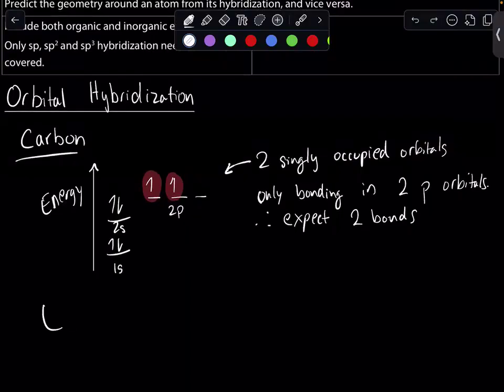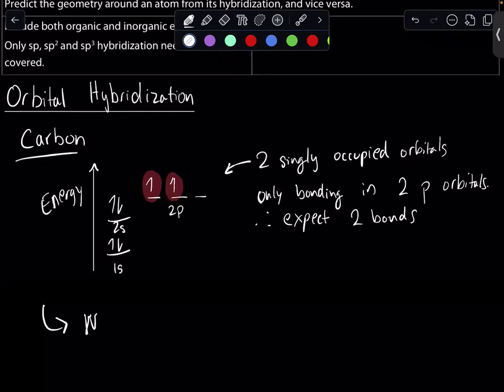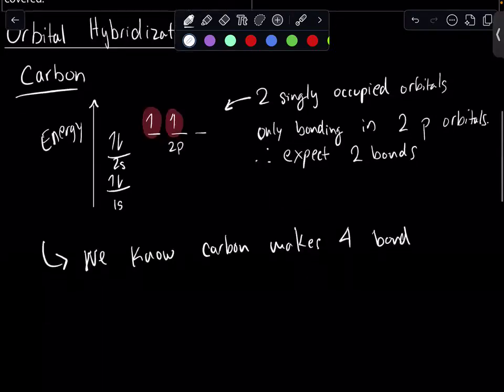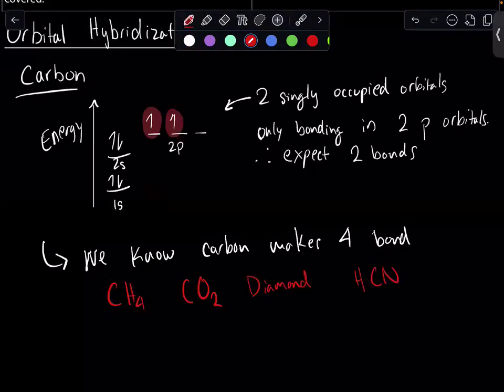Like anyone who's drawn enough Lewis diagrams, we know carbon makes four bonds. Now it could be two double bonds, a triple bond, a single bond, or four single bonds. So we have examples. We know that in methane, CH4, we could do CO2. We could look at diamond structure. We could look at hydrogen cyanide. No matter what, carbon's going to have four bonds. It's going to share four electrons of its own.